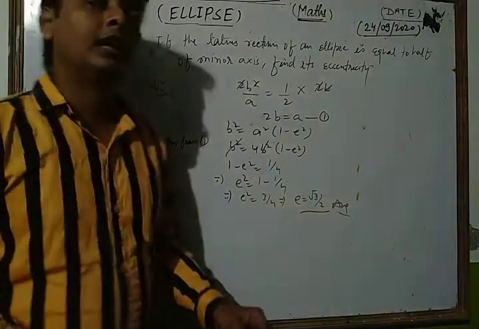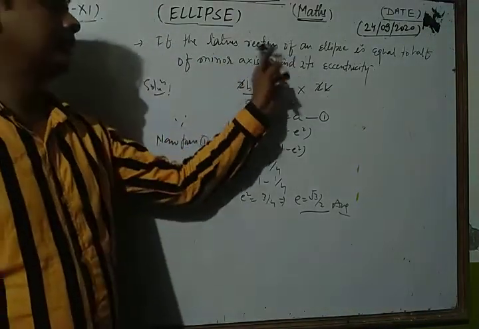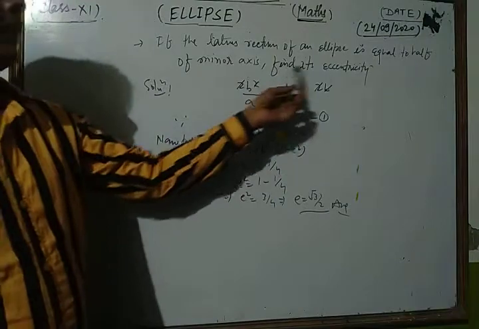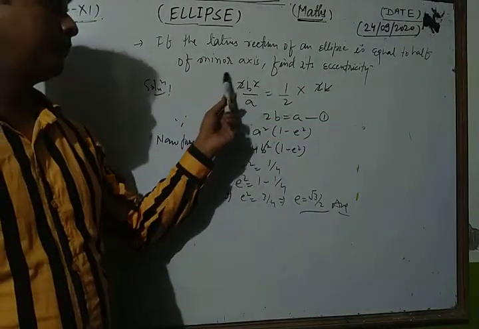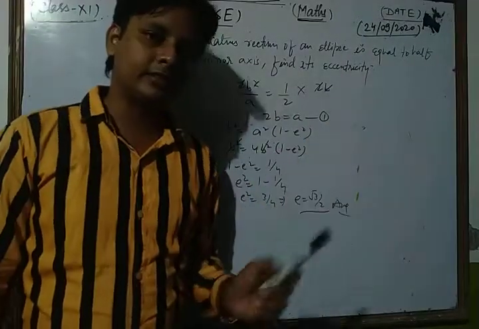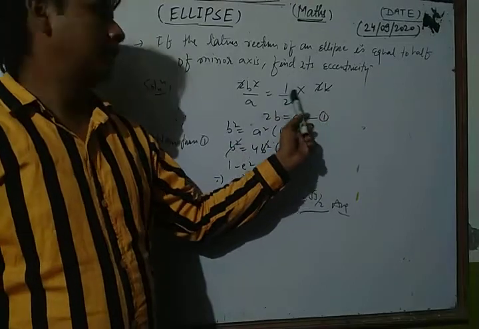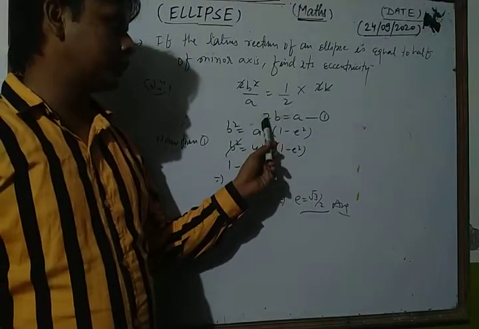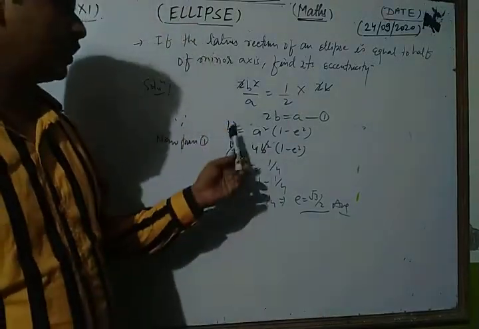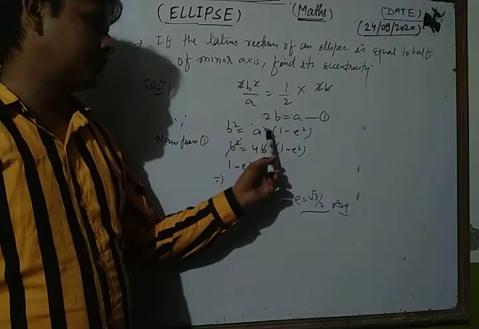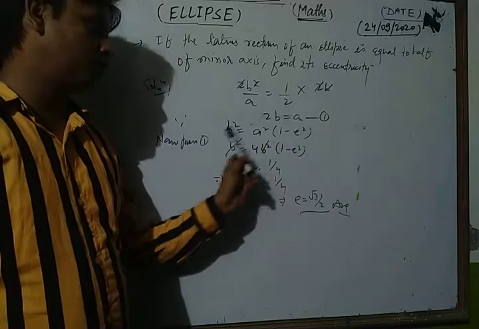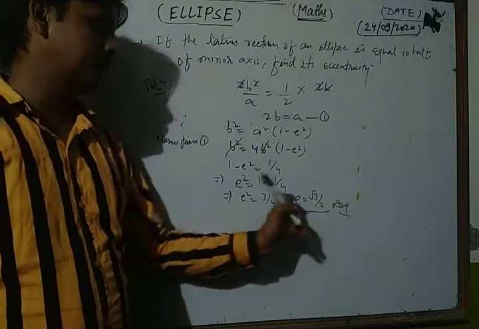Now let's see once more. Dear student, in this question the length of the latus rectum of an ellipse is equal to half of the minor axis. Find its eccentricity. You know that the length of latus rectum is 2b square upon a, and this is equal to half of its minor axis, and the length of the minor axis is 2b. Solving, we get the relation 2b is equal to a, and we know the relation between semi-minor axis, semi-major axis and eccentricity of an ellipse is b square is equal to a square in bracket 1 minus e square. Using equation 1, we put the value of a as 2b. After simplifying, we get the value of e as root 3 by 2.